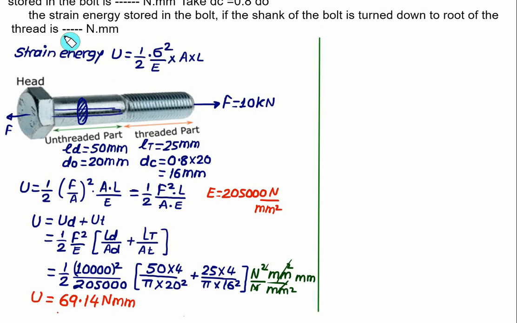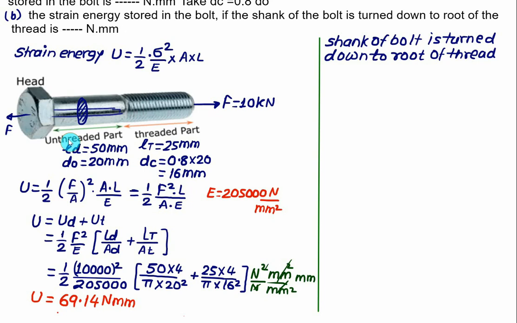In the second part, that is part B, we have to take the diameter of the unthreaded part and the threaded part the same, because the shank is turned here. So diameter will remain the same for both. This time we have to take the value of DO, the diameter of the unthreaded portion, same as DD, equal to the diameter of the core, equal to 16 mm. So in this equation area will be common, only length will vary.